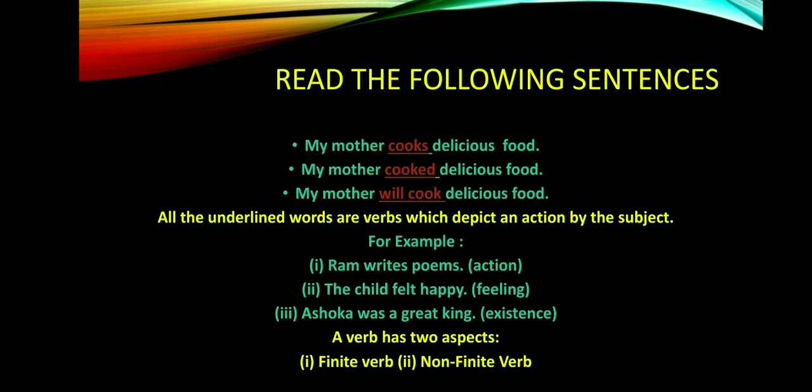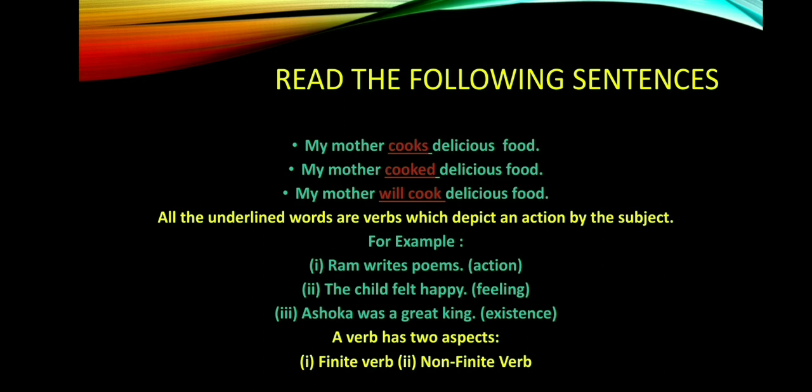First of all, read the following sentences. First sentence is, my mother cooks delicious food. Second, my mother cooked delicious food. Third, my mother will cook delicious food. I have made a few words of red color. Try to find out what is the difference between all these three situations. First is cooks, then cooked, then will cook. I'm sure you can find out the difference.